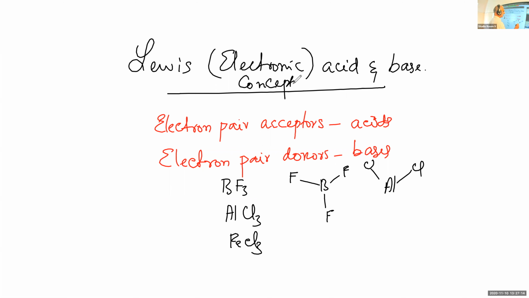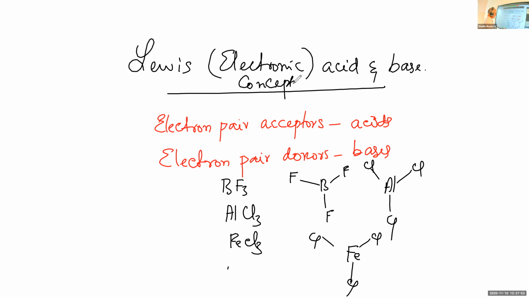AlCl3, the structure is similar. See? Or FeCl3, the central metal atom has not completed the octet. It has to get 2 more electrons. It can accept a pair of electrons. It is electron deficient. And so, by definition, FeCl3, AlCl3, BF3, all these are Lewis acids, electron pair acceptors.